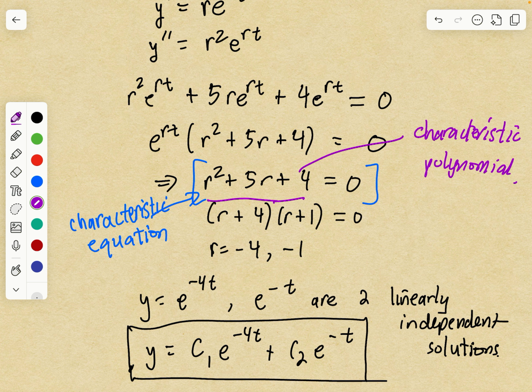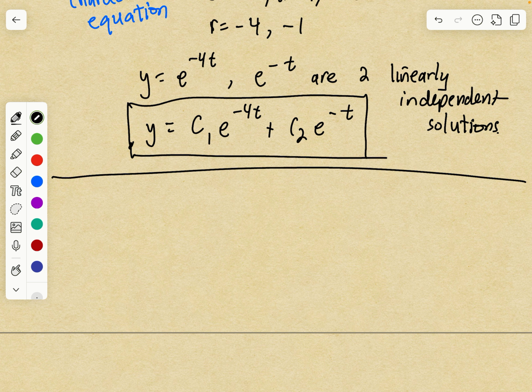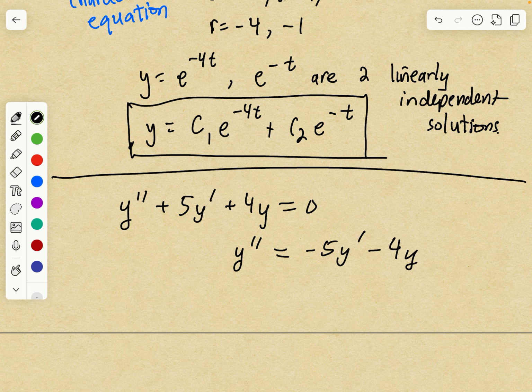So how do I get this as the characteristic polynomial? The idea is to bring in matrices, of course. I need some matrix. The idea is that I can take my original differential equation, which I'm going to write like this. It's the same thing. I'm going to subtract 5y prime and 4y, so I get y double prime is negative 5y prime minus 4y.